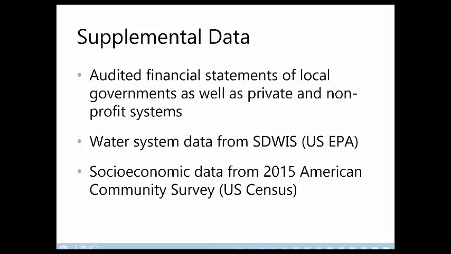Supplemental data that we collected included audited financial statements. We got these from the PUC and from systems directly. We also got the rate sheets from the PUC as well for some utilities that might be here saying, hey, I didn't send in my rate sheet, but the PUC provided that for us. We also used the SDWIS database through US EPA for things like population and drinking water source. And then we used economic and population data from the 2015 American Community Survey through the U.S. Census.